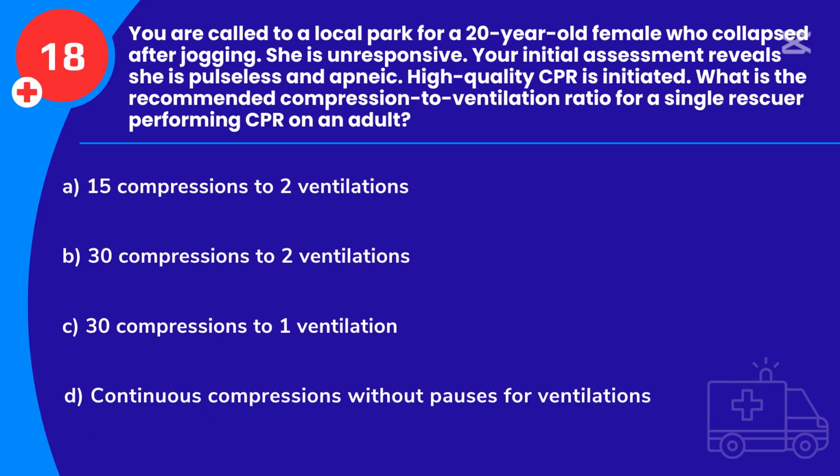Question 18. You are called to a local park for a 20-year-old female who collapsed after jogging. She is unresponsive. Your initial assessment reveals she is pulseless and apneic. High-quality CPR is initiated. What is the recommended compression to ventilation ratio for a single rescuer performing CPR on an adult? A. 15 compressions to 2 ventilations. B. 30 compressions to 2 ventilations. C. 30 compressions to 1 ventilation. D. Continuous compressions without pauses for ventilations.